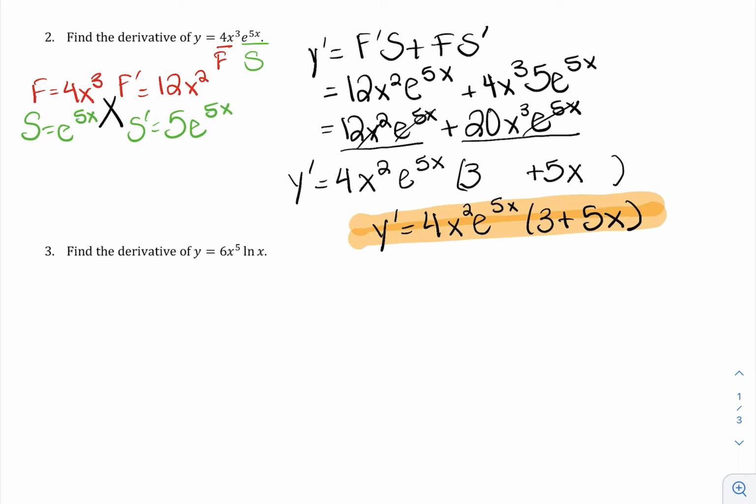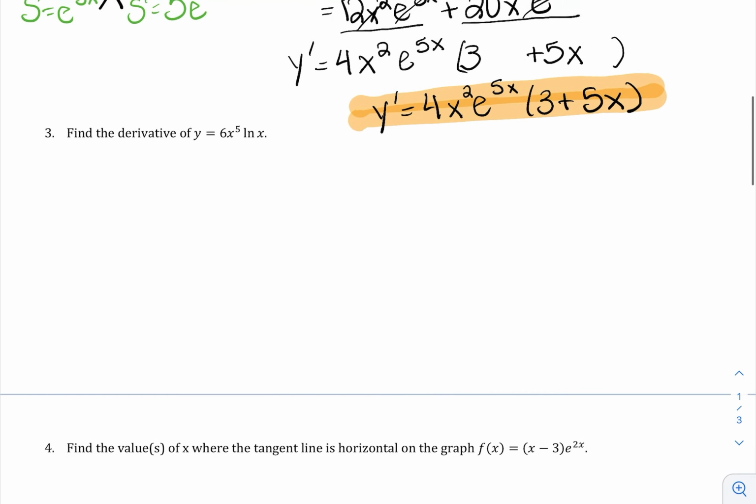And then one great thing about factoring is it's really easy to check. Just distribute it back in. And if you distribute the 4x squared e to the 5x, you can check that you factored it correctly. That's one really nice part about factoring. All right, let's do another one.